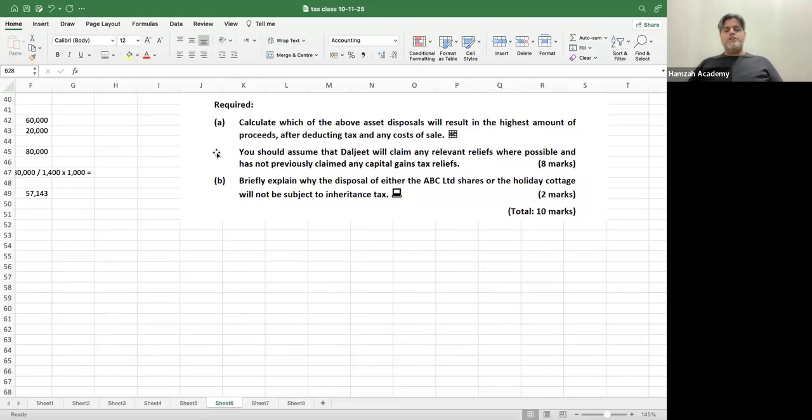Okay, now briefly explain why the disposal of either the ABC shares or the other asset is not going to have any impact whatsoever related to the holiday cottage and is not subject to the inheritance tax here.